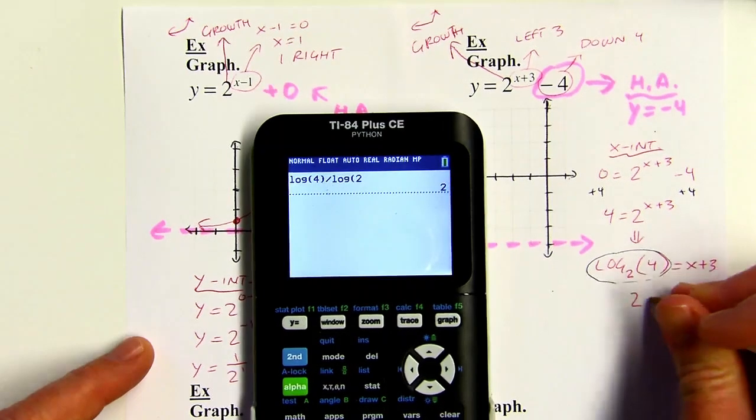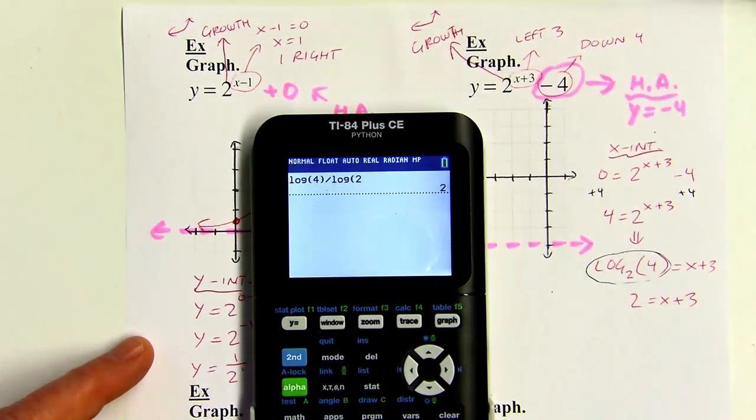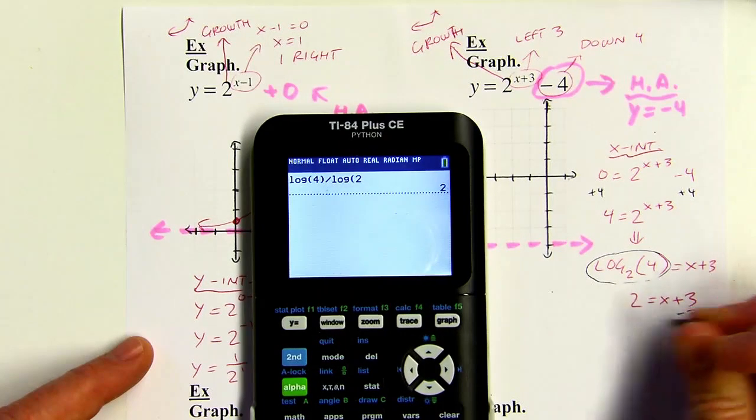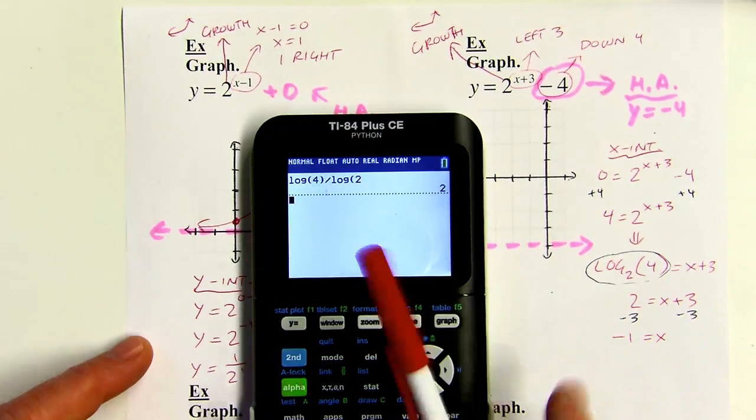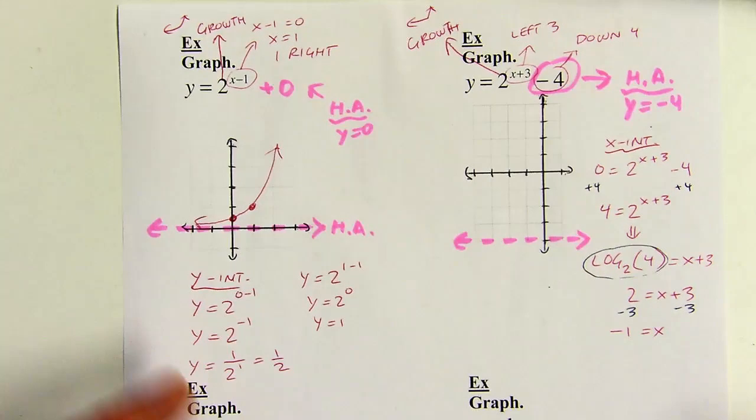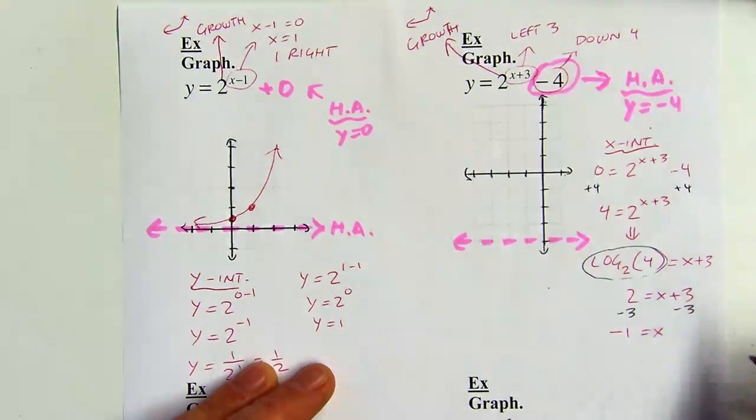Okay, so 2 equals x plus 3. Now I'm going to subtract 3 from both sides, and I've got -1 is equal to x. Okay, so there's my x-intercept. Okay, let's put that in the graph.